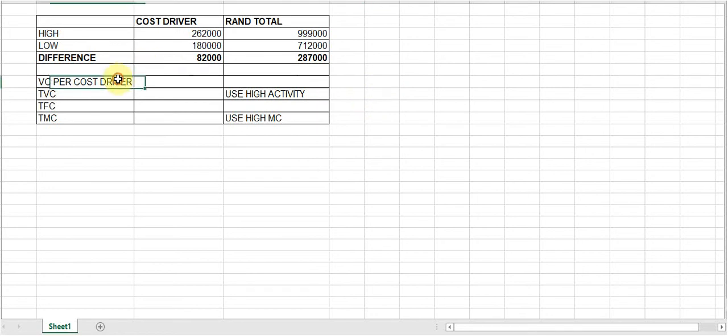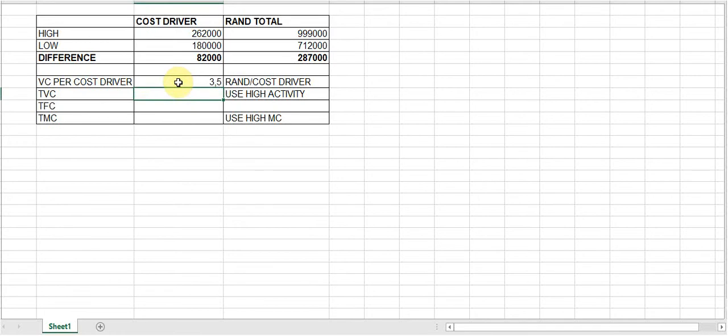That is 287,000. The variable cost per cost driver is the difference in Rand divided by the difference in the cost driver. In this instance, it is 287,000 divided by the cost driver difference of 82,000, and that gives me 3 Rand 50 per unit.